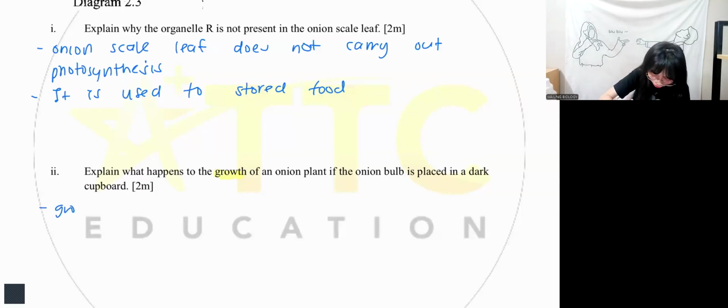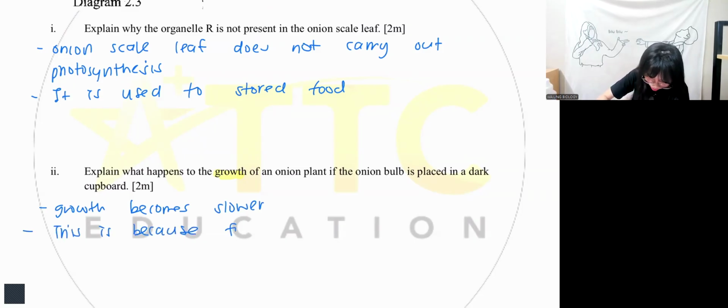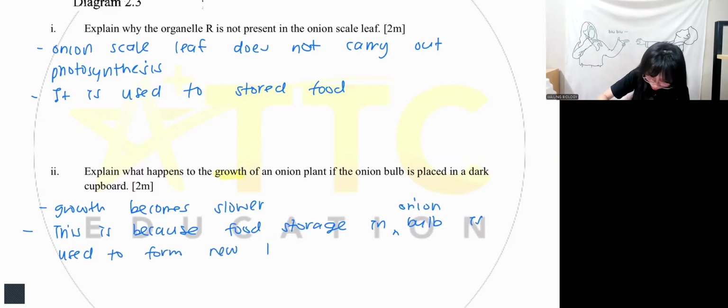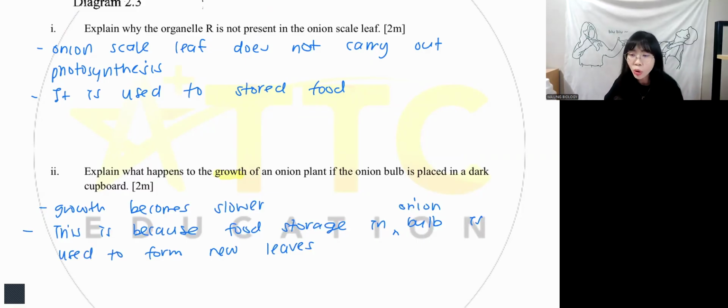So we're going to say the growth becomes slower. This is because food stored in onion bulb is used to form new leaves. It will not remain the same unless they don't germinate.